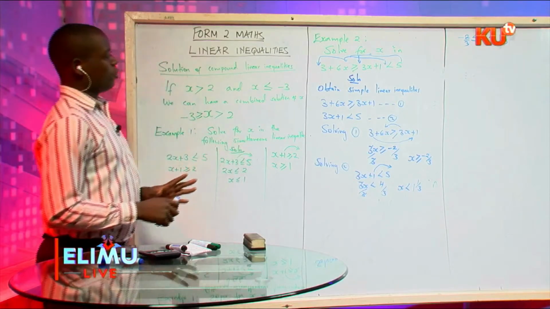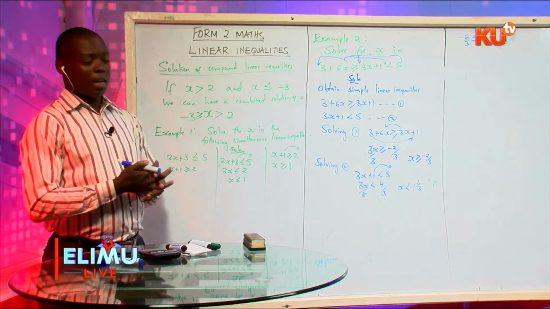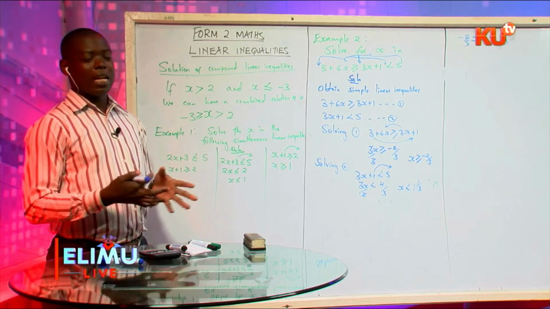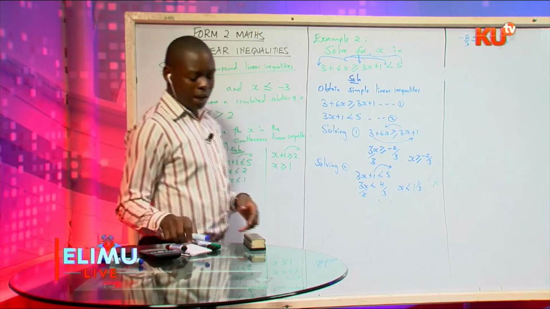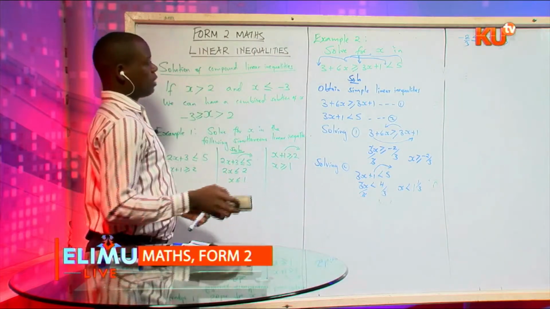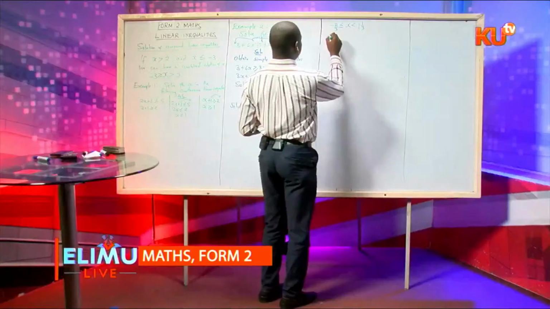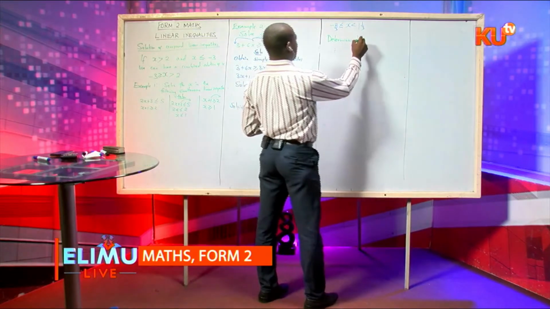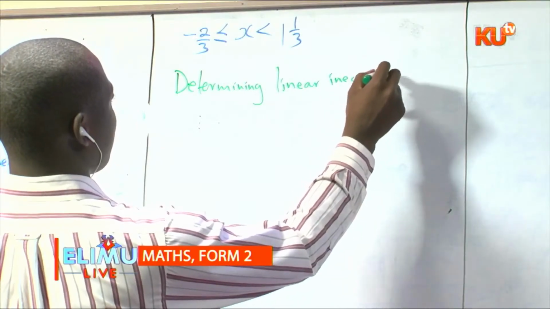Then once we've done the solution of both simple and compound linear inequalities, number 3, I want us to know how we obtain linear inequalities from a given region. Because you find most of the time, we'll shade for you, give you a shaded region and ask you to determine the inequalities. That is now determining linear inequalities.